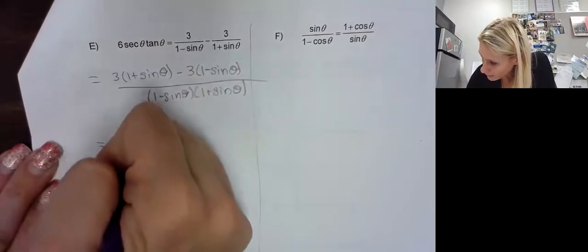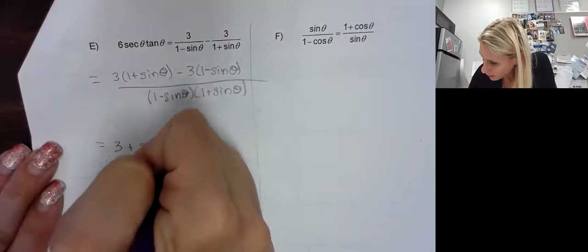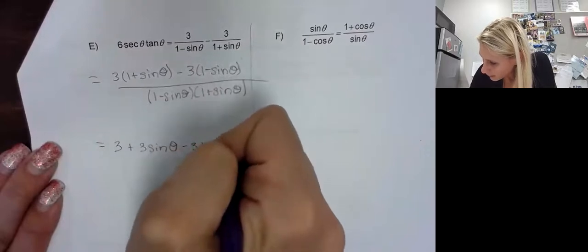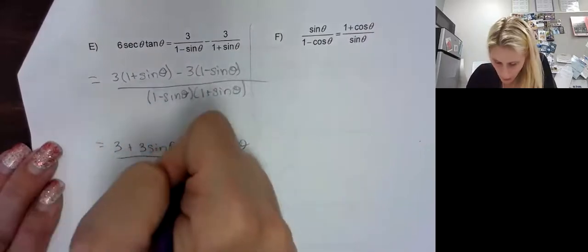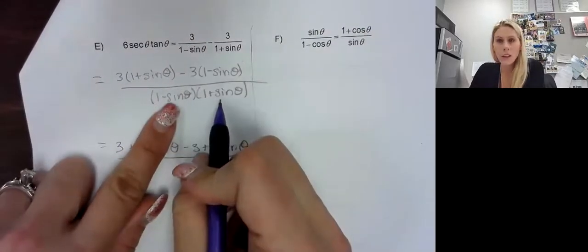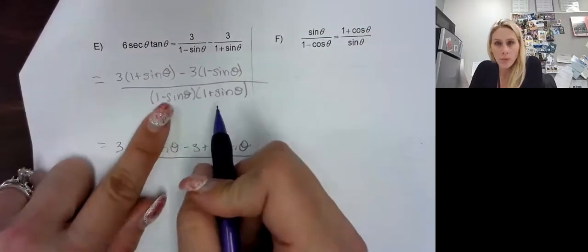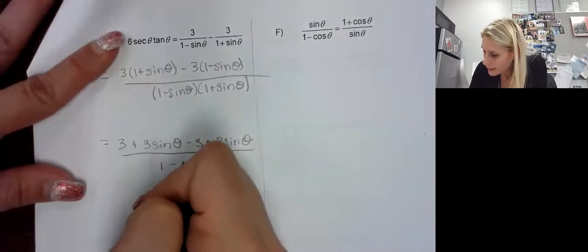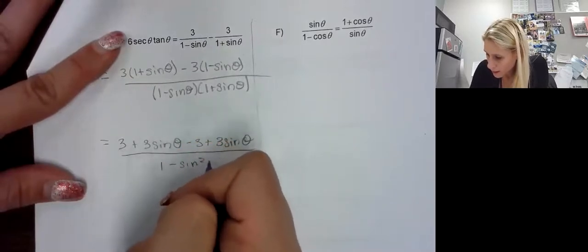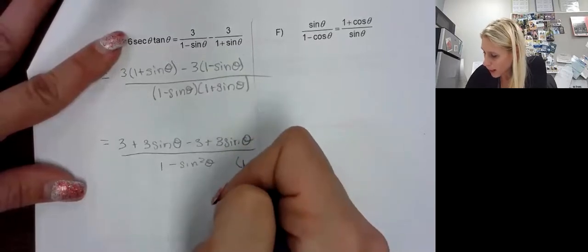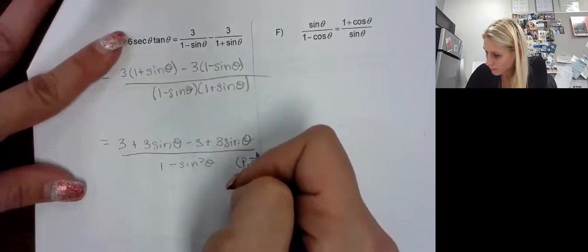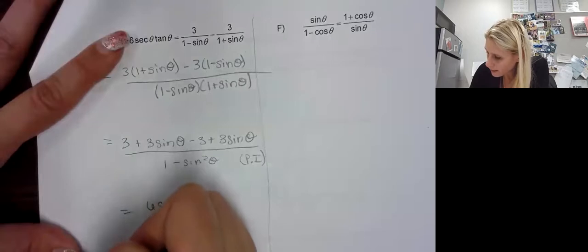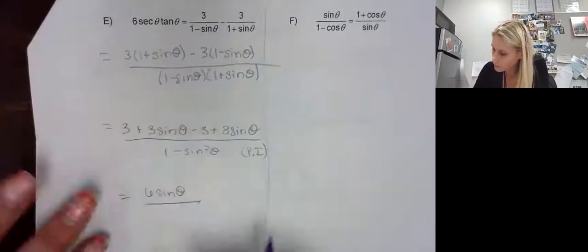So 3 plus 3 sine theta minus 3 plus 3 sine theta. All right, as you can see, guys, these are conjugates. So difference of squares, right? So the middle term cancels. So I end up with 1 minus sine squared theta. Remember, right down here, this is a Pythagorean identity. So on top, the 3's cancel, leaving me with 6 sine theta all over.